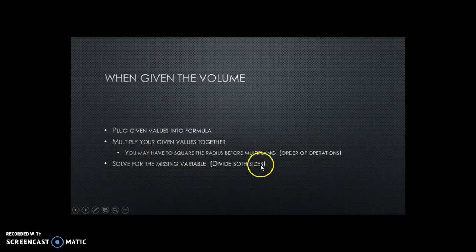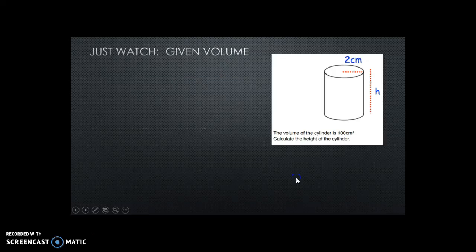That could be dividing both sides, and if you're not given the radius, if you're given the height, you will have to square root both sides as well. So let's take a look at what a problem like this looks like. So here it is. We're being told that the volume is 100 centimeters cubed, and that its radius is 2 and its height is h. So we don't know the height in this one.